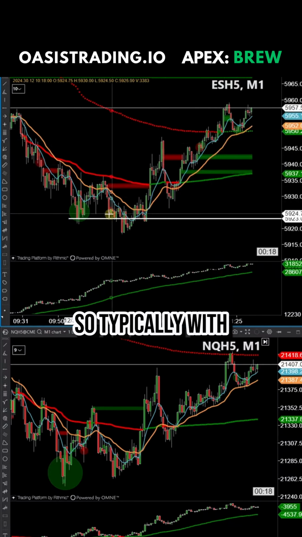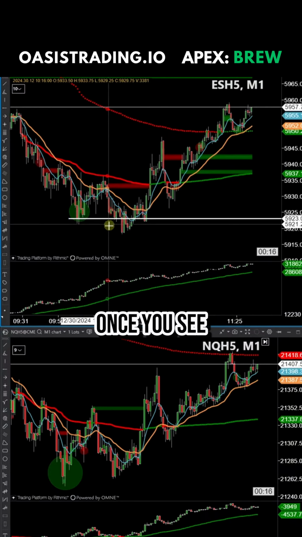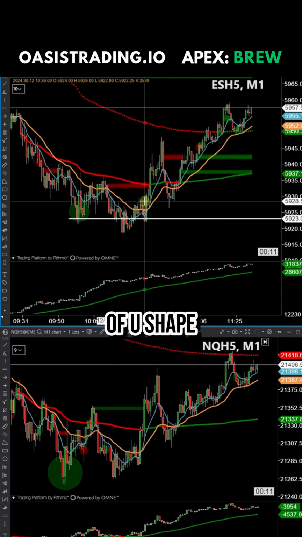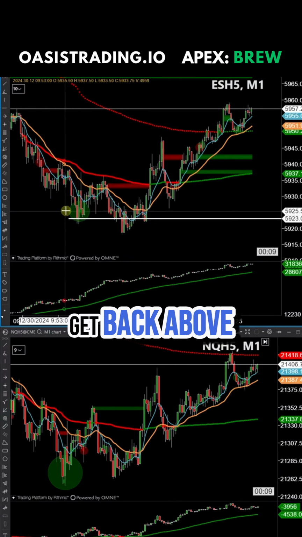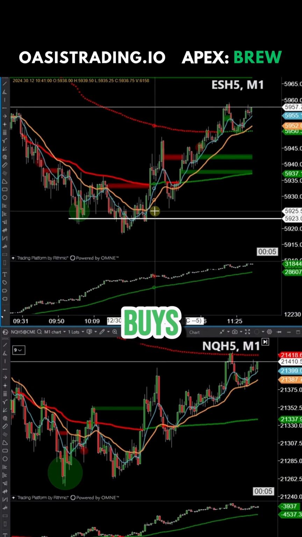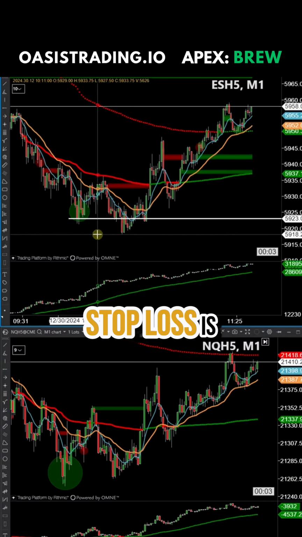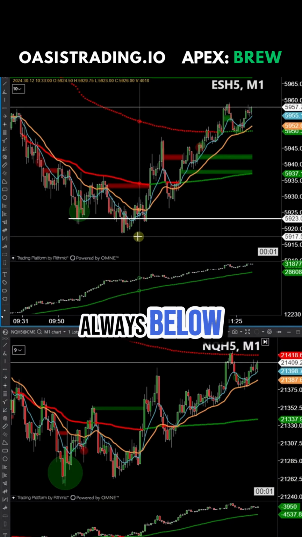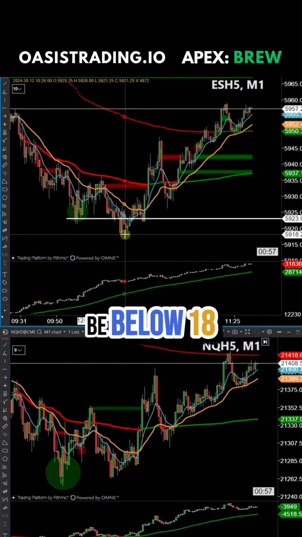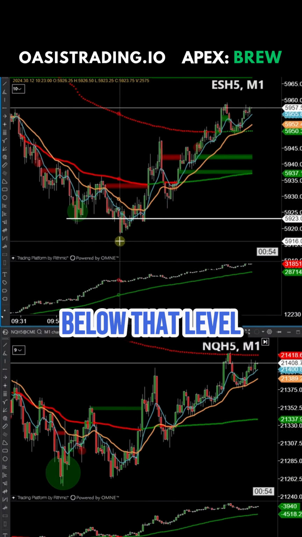So typically with bull divs, once you see that second low start to curl, you start to have that kind of U shape, and it starts to get back above that prior low, that's when you want to start looking for those buys. And then the stop loss is always below that lowest point. So the lowest point here would be below 18.